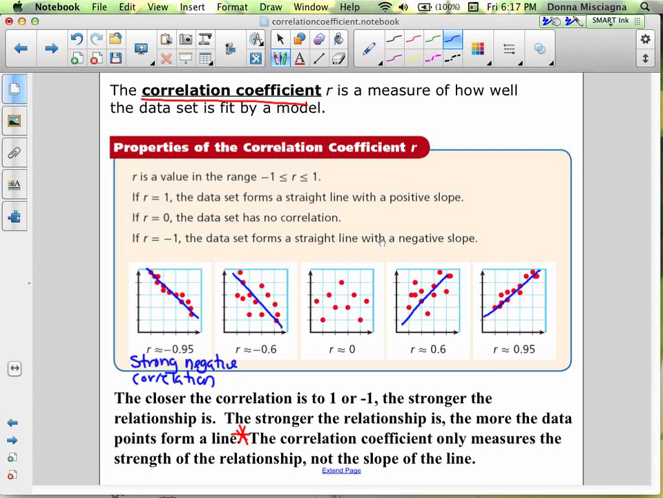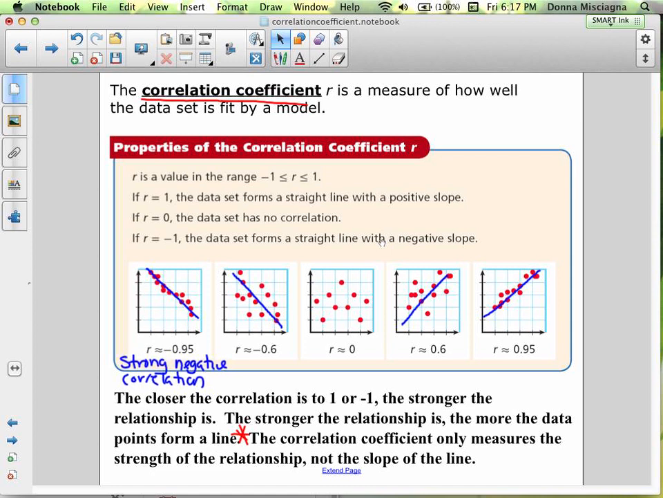The one next to it, -0.6, that's not weak. You may look at it and say, oh, those points aren't close enough. But they actually have a definite linear trend there. This would be a moderate negative correlation. If we get any less than that, perhaps -0.4, then we start to call that weak. So this is a moderate negative correlation.